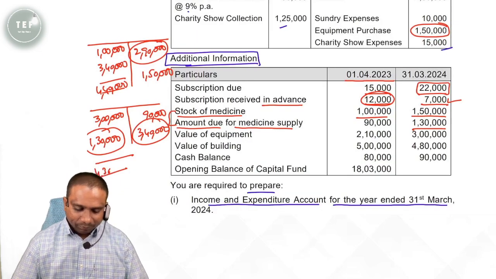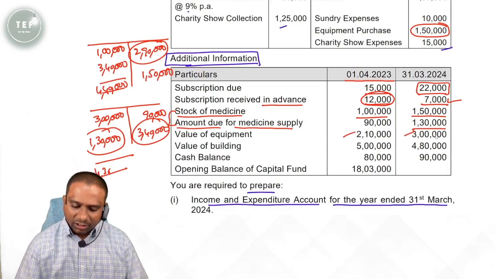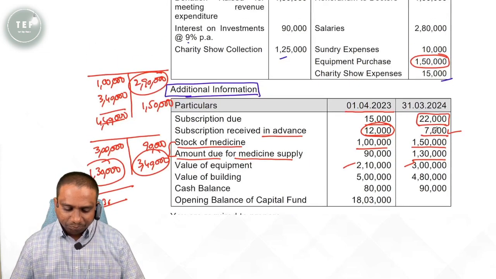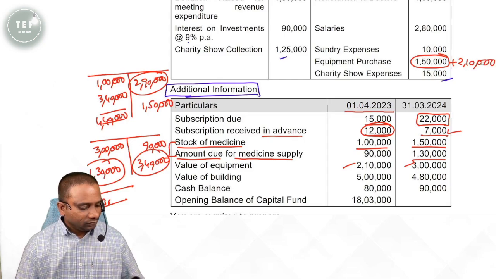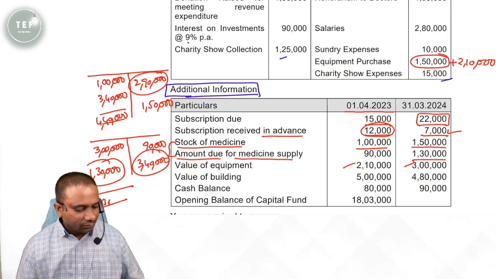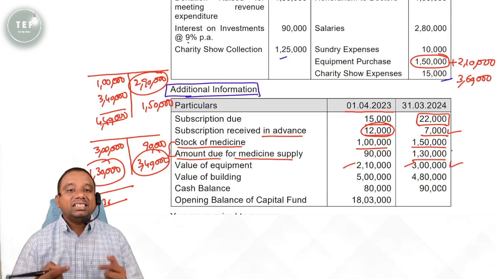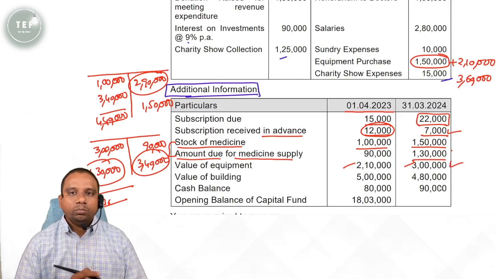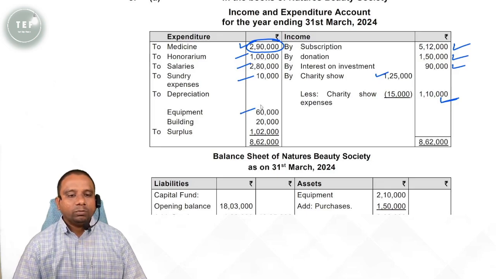Next one. Value of equipment, opening and closing. So 3 lakh rupees closing. Observe here. Opening how much we have? 2 lakh 10 plus during the current year how much purchased? 1 lakh 50. 2 lakh 10 opening plus 1 lakh 50 purchased during the year, but 3 lakh 60 total. Whereas at the end of the year how much do you have? 3 lakhs, means 60,000 is depreciation on equipment. Yes or no, students? So 60,000 depreciation on equipment.